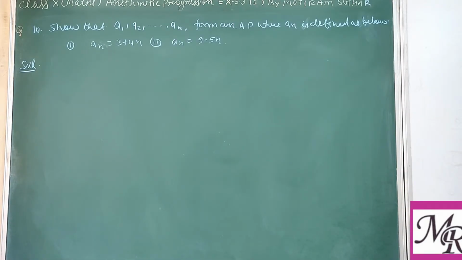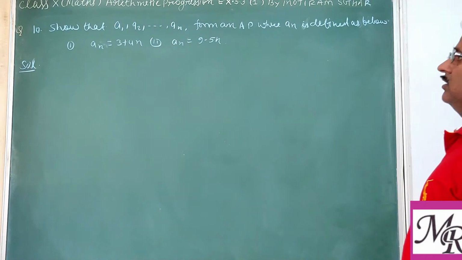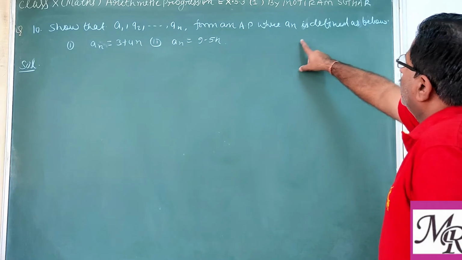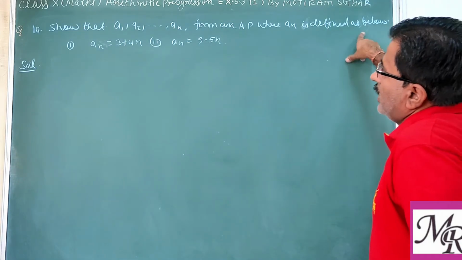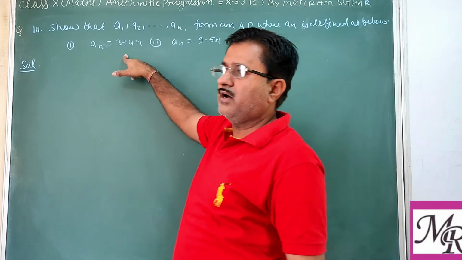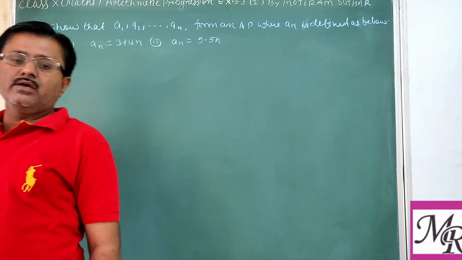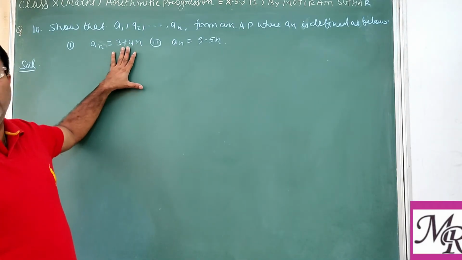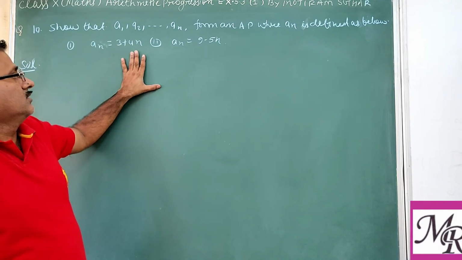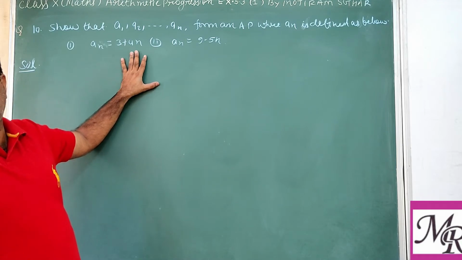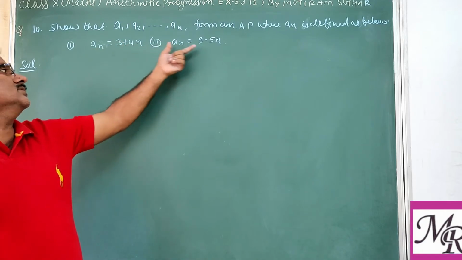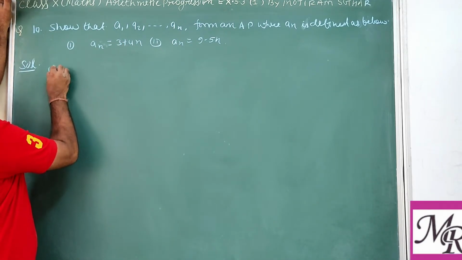Next, 10th question, dear students, says: show that a1, a2, a3 up to an form an AP, where an is defined as given. So we are given an, the nth term of the AP. That is the general form given, and you have to check whether this is the general form of an AP. So we find some terms of the given progression, and you have to check the difference between two consecutive terms should be the same. So whenever we are given the general term, we can take it here first.